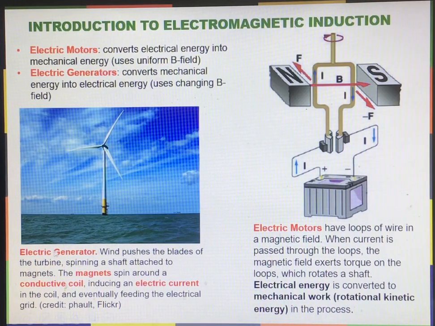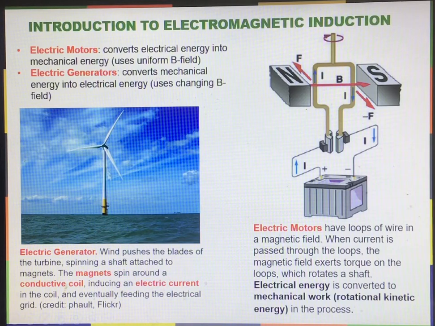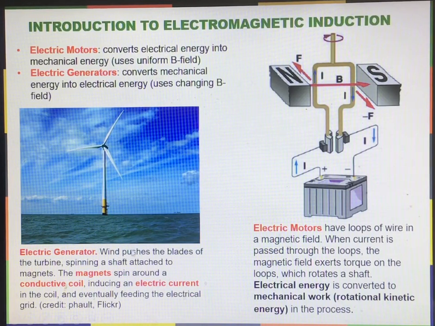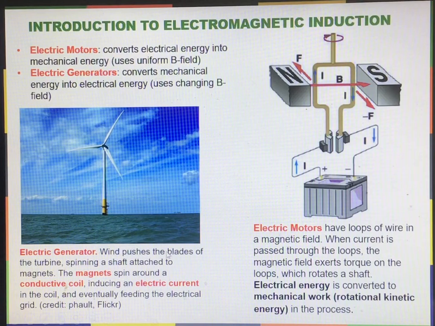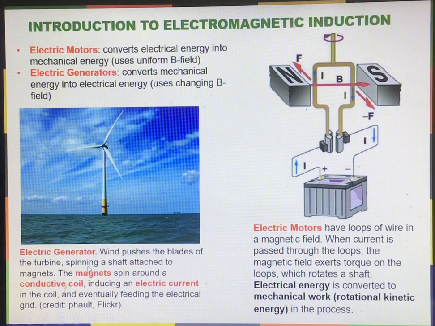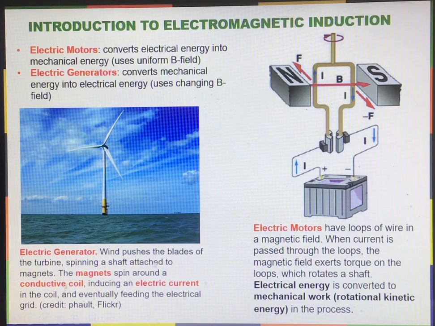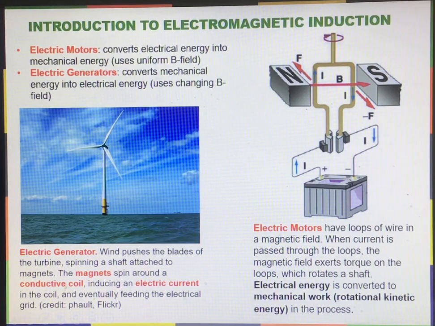An example of an electric generator is the wind turbine. In this example, energy from the wind is going to push the blades of a turbine, spinning a shaft that is attached to the magnet. The magnets are going to spin around a conducting coil, inducing an electric current in the coil.